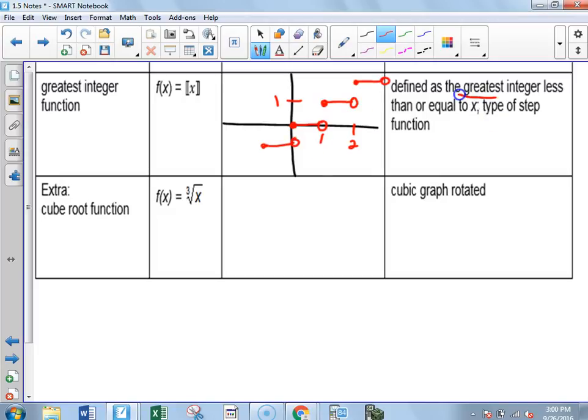Okay, it is the greatest integer less than or equal to x. It is a type of step function, and like I said, I like to call it the round down function. That's because when I read that greatest integer less than or equal to x, I get really confused. Okay, less than or equal to, it just means you've got to go down. Round down.